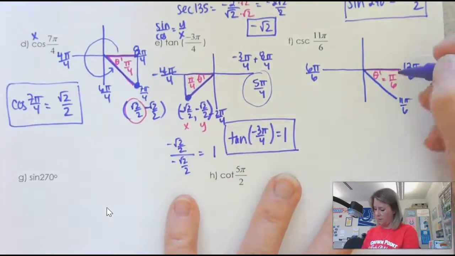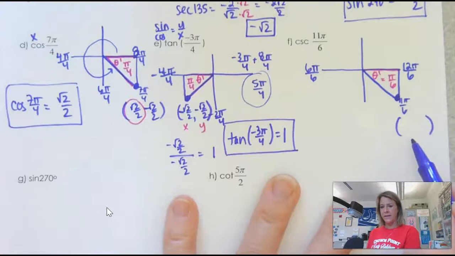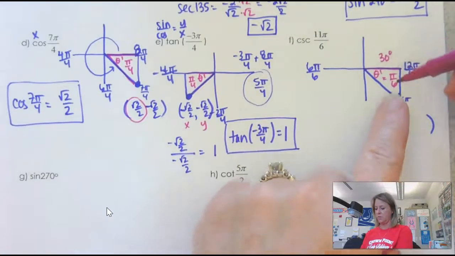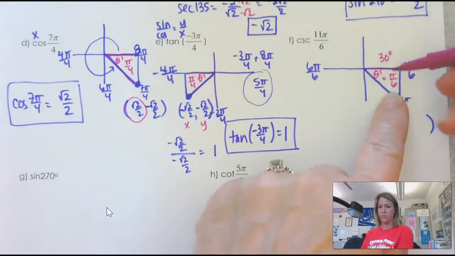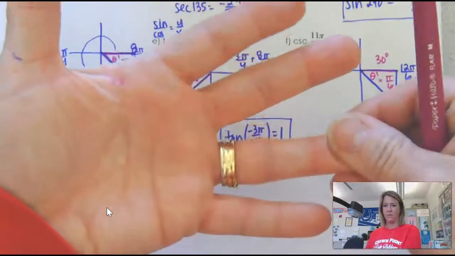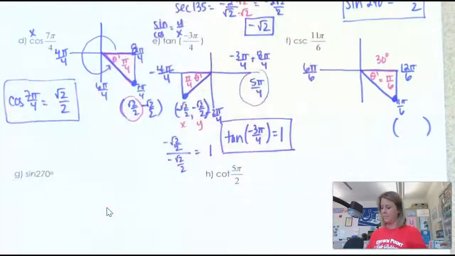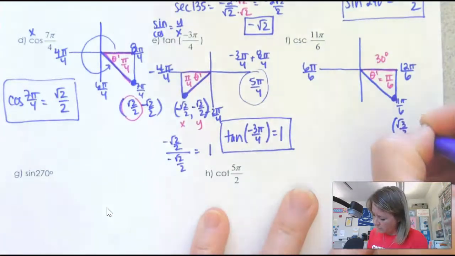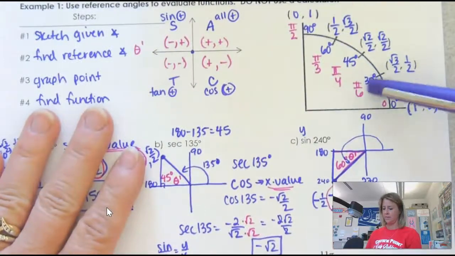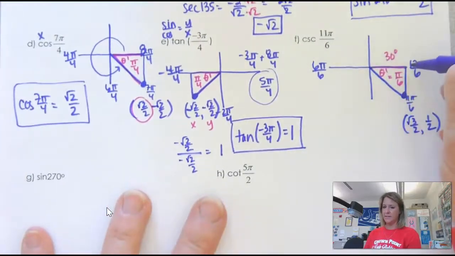I need to know what this ordered pair is right there. So if this is a 6, that means it's really a 30-degree angle. If it's over 6, it's going to be a 30. If it's over 3, it's going to be a 60. So if I get my hand out here, this is 0, 30, 45, 60, 90. If I put down my 30 finger, I've got 3 fingers on the left, 1 on the right. So this is radical 3 over 2, 1/2. Right there, 30 degrees, pi over 6 is radical 3 over 2, 1/2. Okay, check your signs. X is positive, Y is negative.